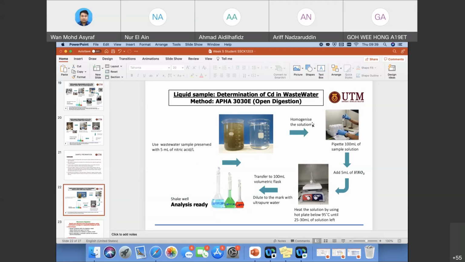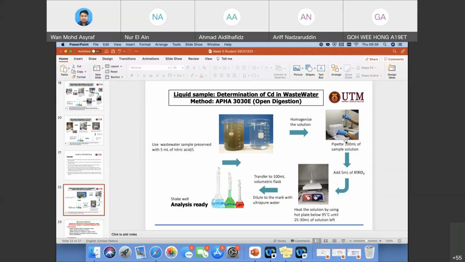All right, so homogenize the solution, meaning that if there is any suspended solid at the bottom, you just stir it. Then you pipette 100 ml of solution into the closed tube. Sorry, this is for open digestion. So for open digestion, you place the 100 milliliter of sample, add 5 ml of acid, and then heat it at 95 Celsius until from 100 ml it becomes 30 ml of solution left.